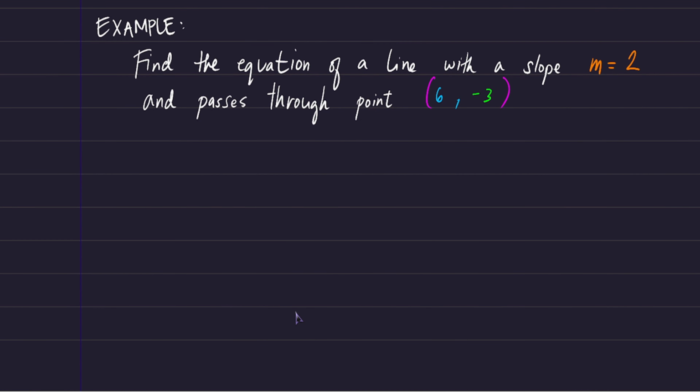Para sa ating next example, find the equation of a line with a slope m is equal to 2 and passes through point 6, negative 3. Sa problem na ito, gagamitin natin ang point slope form, which is y minus y sub 1 is equal to m times x minus x sub 1. The values of x sub 1 and y sub 1 is given dito sa ating point. So, dito, ito ang ating x sub 1 and ang ating y sub 1 ay negative 3. We have our slope and our slope is equal to 2.